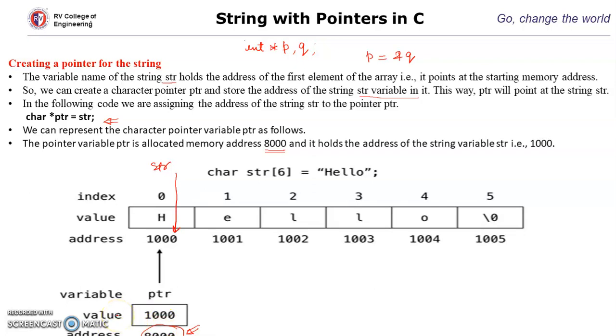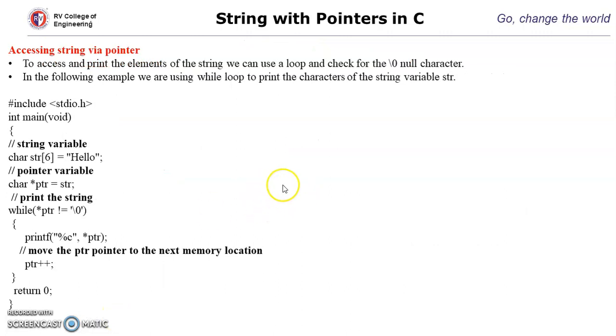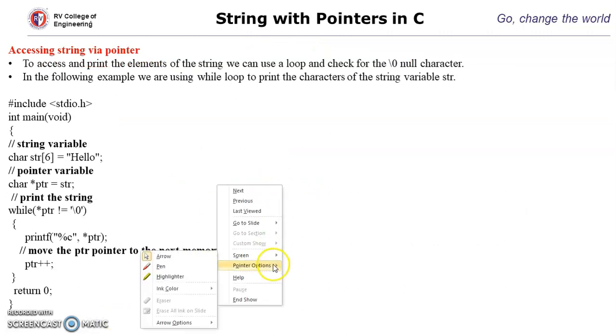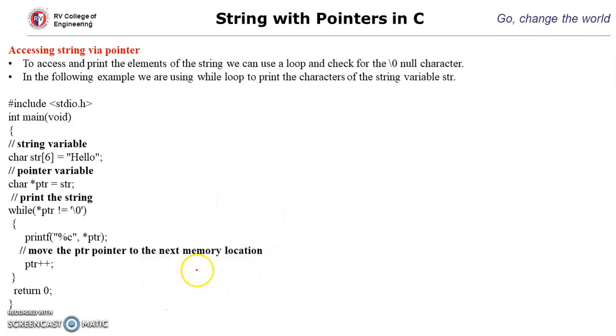Okay. So now next is how to access the string via pointer. To access and print the elements of the string, we can use a loop and check for the null character. Suppose I say hello. If I have to access and print the elements, I'll use a for loop or while loop and check until the null character is encountered. The null character is basically the end of the string, to check whether the string has ended.